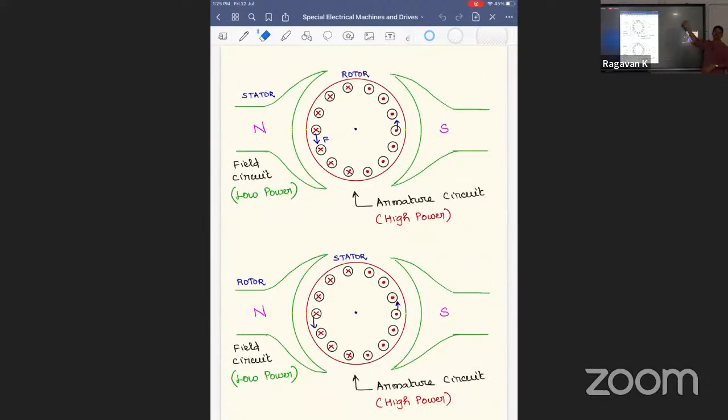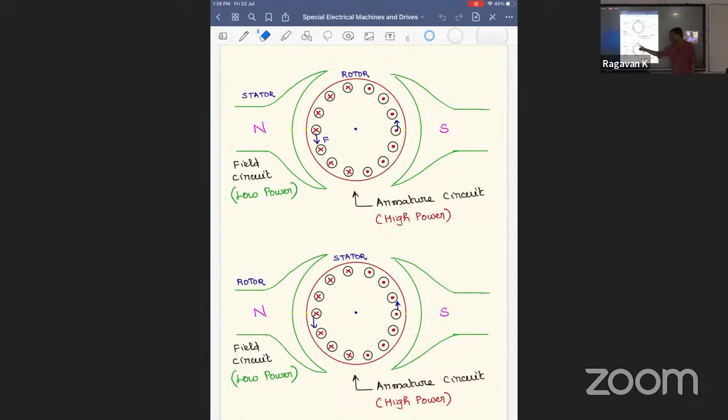Compare these two pictures. Both look similar, but what is the difference here? Yes, they are changed. This one is stationary and this one is going to rotate. In the so-called DC motor, the field is stationary, but in this machine, the field will be moving.